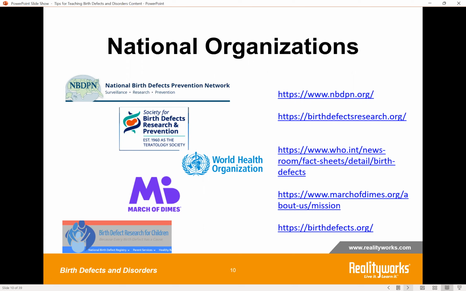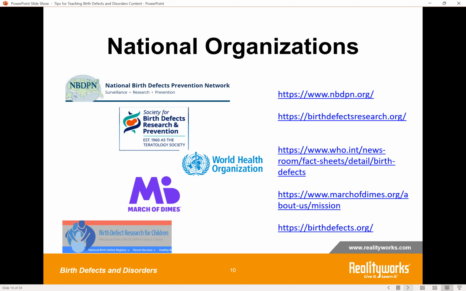The second one is called the Society for Birth Defect Research and Prevention, and their mission is to understand the cause and pathogenesis of disorders and developmental and reproductive origin to prevent their occurrence and also improve outcomes through research, collaboration, communication, and education. The third one is, of course, probably one of the best known, the World Health Organization. And this website has information on key facts, prevention, and also screening for birth defects.